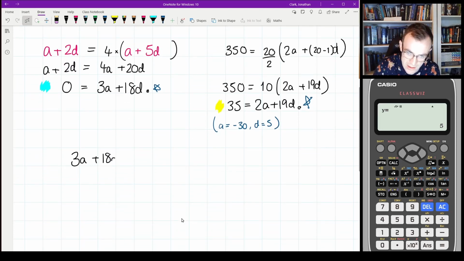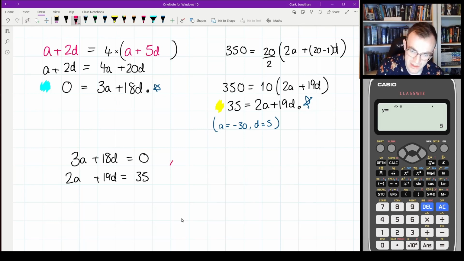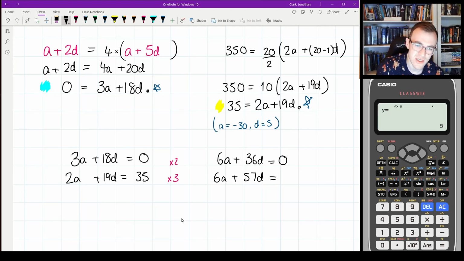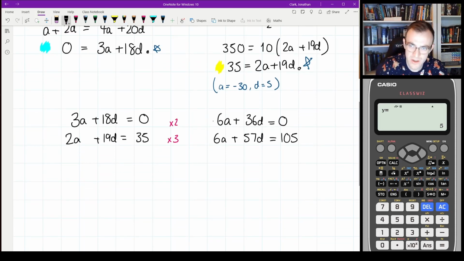3a plus 18d is 0. 2a plus 19d is 35. Let's try and get the a quantities the same. So let's times this by 2 and times that by 3. So we're going to have 6a plus 36d is 0. And down here we're going to have 6a plus 57d, and that's going to be equal to 35 times 3, which is 105. Okay, cool.